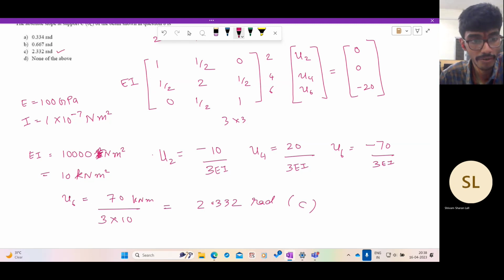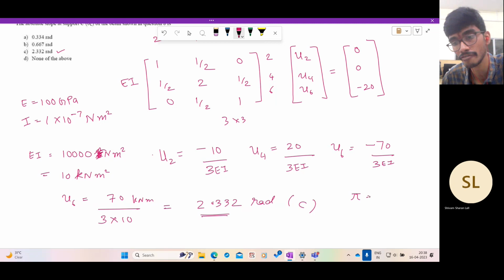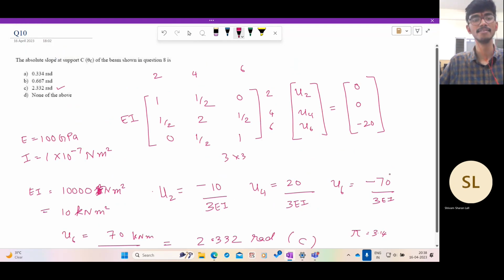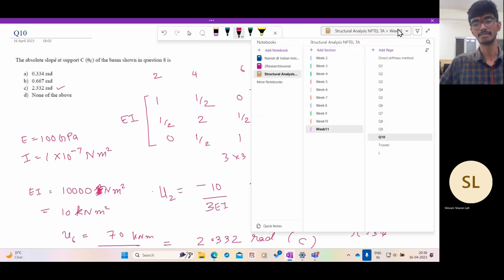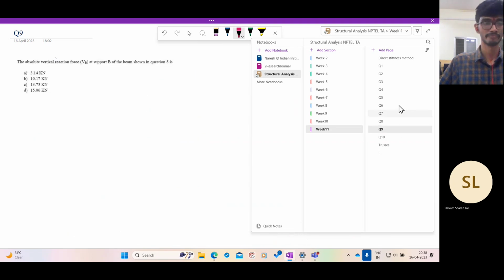So that is it. U6 is 2.332 radians. But note that this is a very big angle. This is even greater than 90 degrees. Pi is 3.14 and 2.332 radians is a very big angle. It's an obtuse angle. So basically this solution is not valid since we used linear elasticity. But it's okay as an exercise. In reality, if you're getting such a solution, you should discard the answer, meaning the theory is not correct for the problem that we just saw.